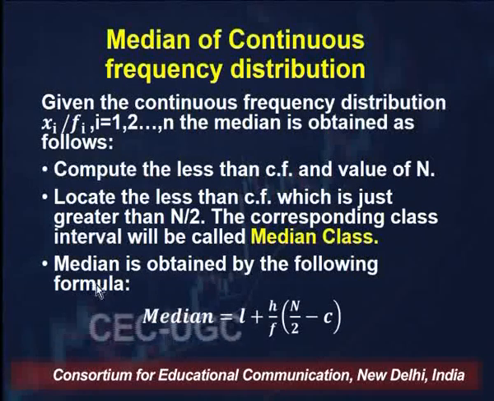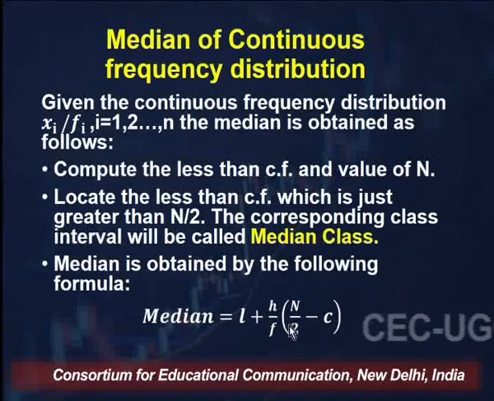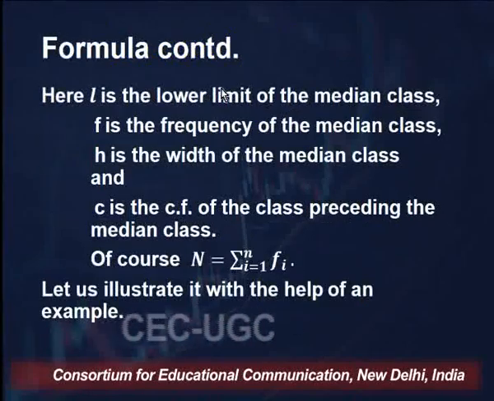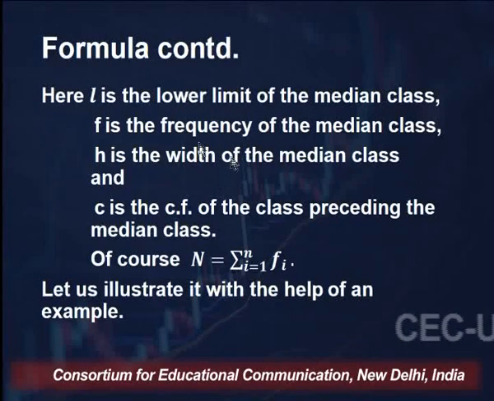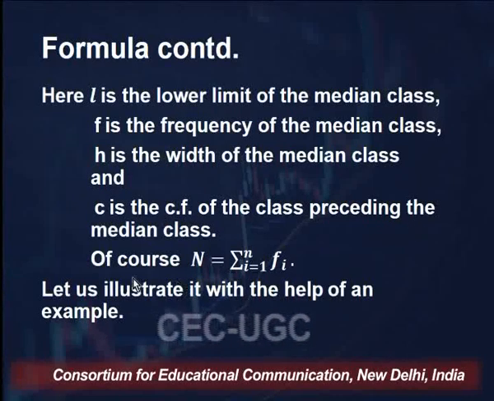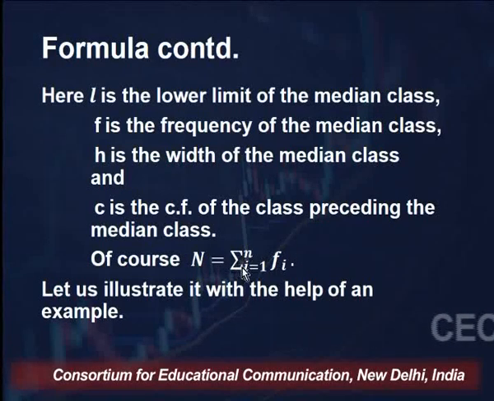So now median will be equal to l plus h by f into capital N by 2 minus C, where small l is the lower limit of the median class, small f is the frequency of the median class, h is the width of the median class, and C is the cumulative frequency of the class preceding the median class. And of course, capital N is the sum of all the frequencies.